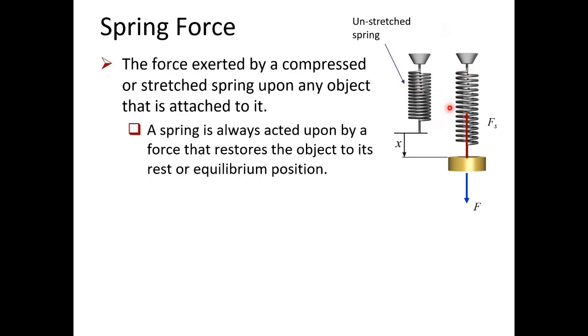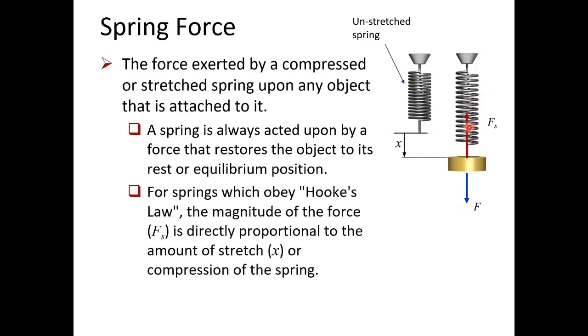Therefore, the force will always be opposite to the force that you apply. When you apply a force, the spring tries to get back, so the spring force is in the opposite direction. If it is a linear spring, we can apply the simple Hooke's law and find the force as proportional to the amount of displacement that you impart on it. That is Fs equals a constant into x. This particular constant is usually called the spring constant or the stiffness of the spring.